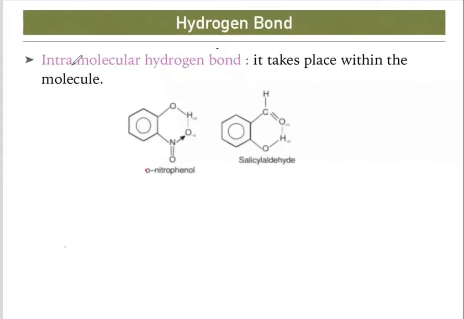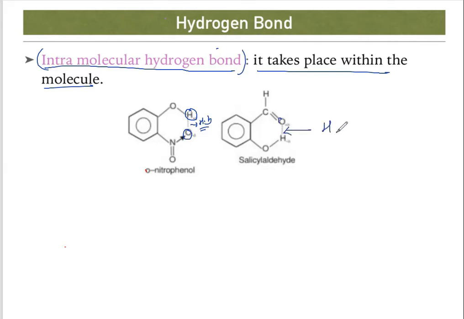So next we are going to discuss intramolecular hydrogen bonding. What is the meaning of this? It takes place within the molecule. That means the hydrogen bond is formed within the molecule. So this is the whole molecule, orthonitrophenol. There is a force of attraction between this oxygen and this hydrogen. So here is a hydrogen bond. This type of bond has formed within the molecule, that means intramolecular hydrogen bond. We can take another example, salicylaldehyde. In salicylaldehyde, this oxygen and there is one hydrogen. So there is a hydrogen bond.